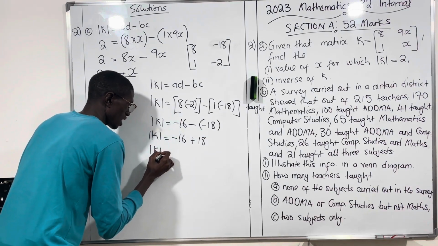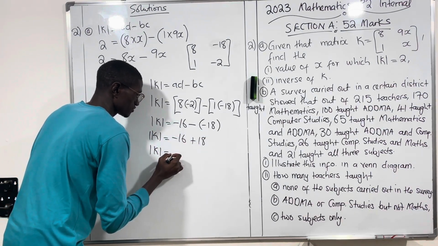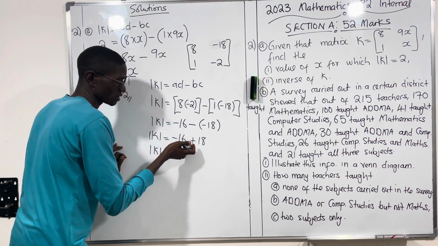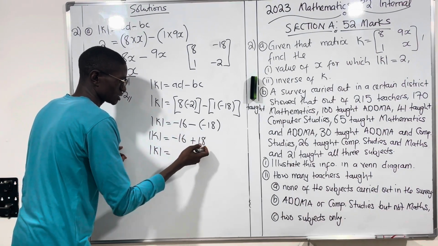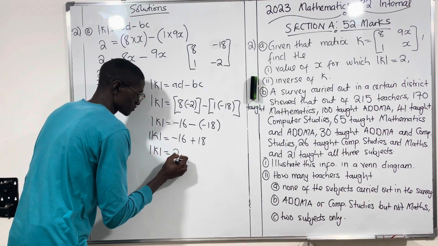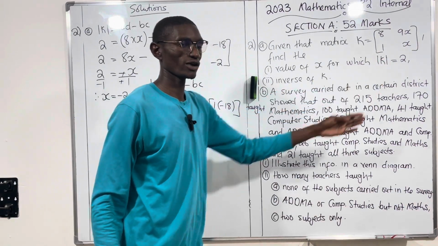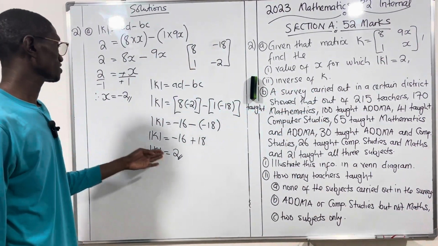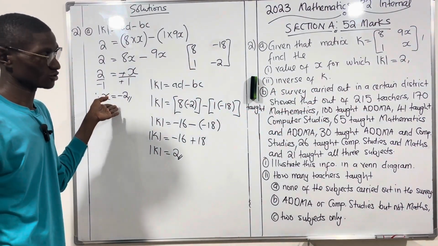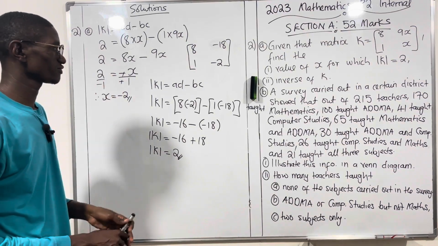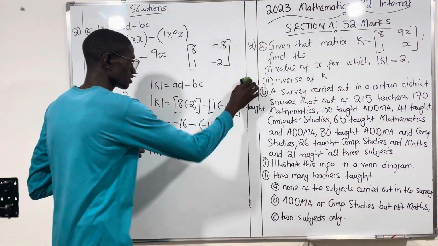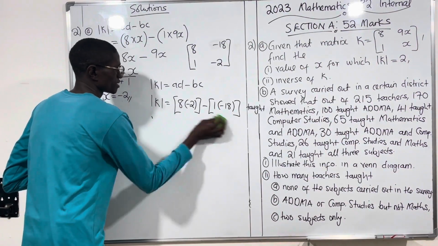So our determinant is going to be, when the signs are different, we keep the sign of the bigger number, which is going to be a positive. Then we subtract. 18 minus 16 gives us a 2. So the determinant they gave us in the question was a 2, and we have found a 2, implying that the value of x we have found is correct. So you can actually prove even as you are solving. We can now proceed to the next question.